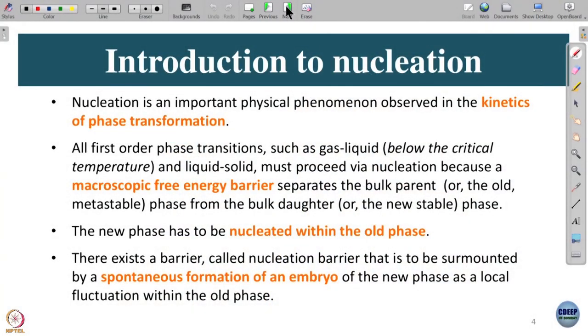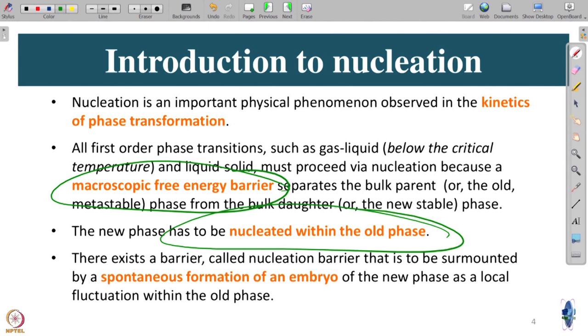So, let us start with then the nucleation. Okay. It is a phenomenon observed in the kinetics of phase transitions, and it is from within. So, there it must proceed by nucleation because of the macroscopic free energy barrier; this I already told, the barrier is macroscopic, it cannot go otherwise. So, it must form from inside. So, a new phase has to be nucleated within the old phase, that I said.